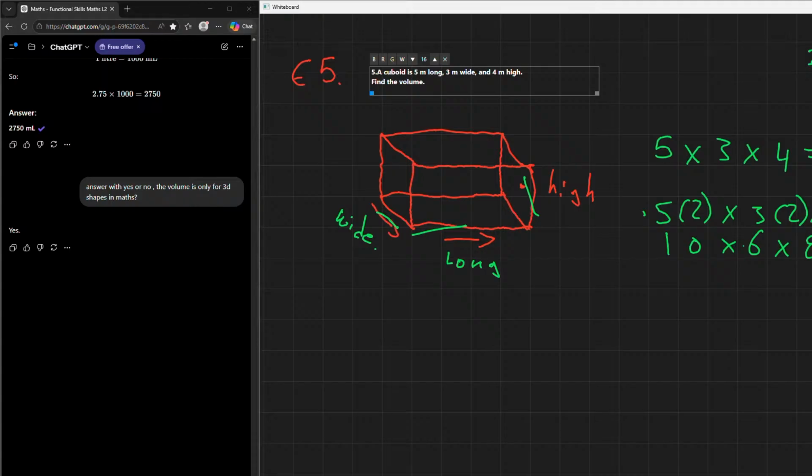I mean, there's no way this is a plus, right? I don't know. 10 times 6, 60 times 8, 480. So here you need to add the third power there, like m3, right?